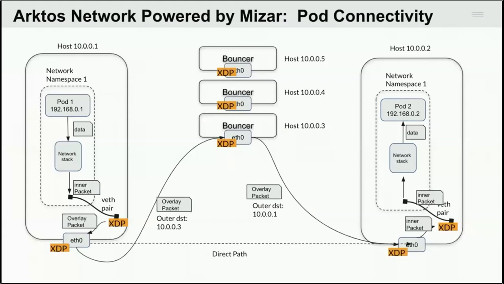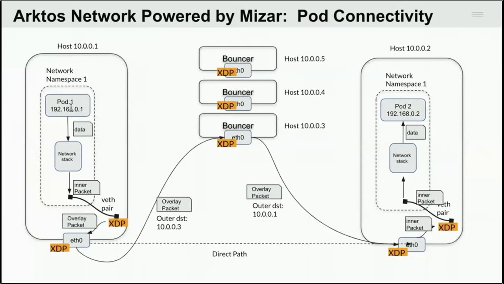Now let's see what happens when a pod tries to talk to another pod with Mizar's XDP networking. This diagram shows the components on two different hosts. And we can see we have two pods, pod 1 on host 1, and pod 2 on host 2. Each pod has its own virtual IP.